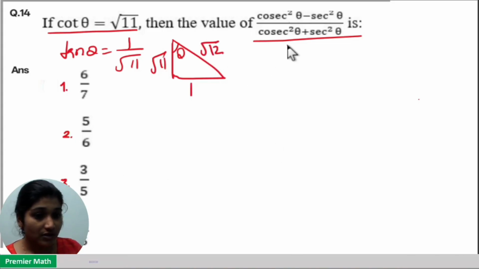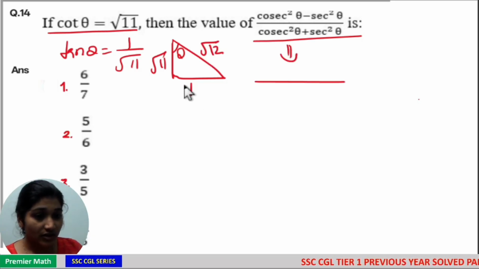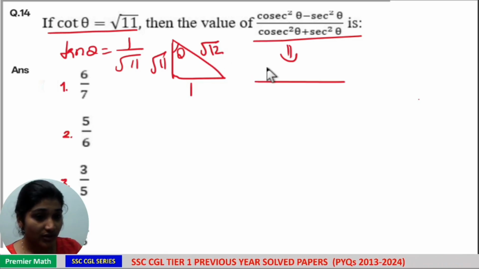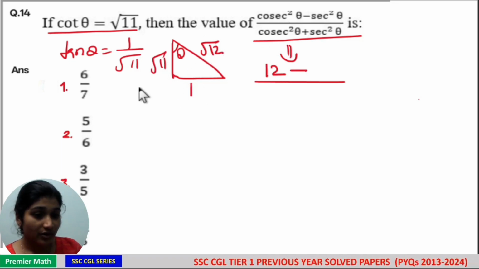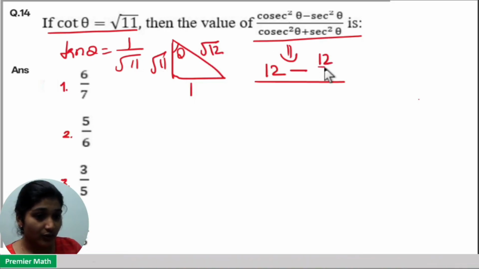Now from this, cosec square theta means inverse of sine square theta. Sine square theta is equal to 1 square by root 12 square, which is equal to 1 by 12. Then cosec square theta is 12. Minus sec square theta, which means inverse of cos square theta. Cos square theta is equal to root 11 square by root 12 square, which is equal to 11 by 12. Then inverse of 11 by 12 is equal to 12 by 11. Then the same thing, 12 plus 12 by 11.